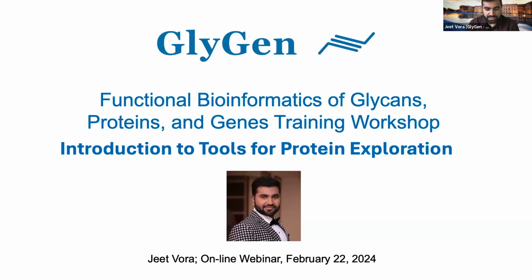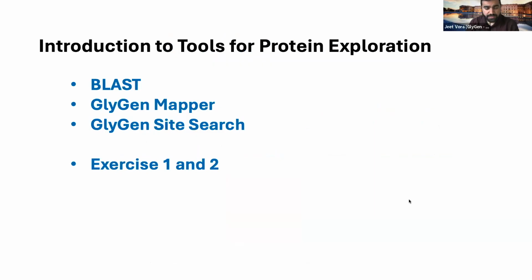in GlyGen. So in my session today, I'm going to cover BLAST, which is a very popular tool. We have implemented a version at our end. I'm also going to talk about GlyGen Mapper, which is essentially the ID mapper. And I'm going to talk about GlyGen Site Search, which is an interesting and unique feature of GlyGen. After that, we are going to do two exercises based on BLAST and GlyGen Site Search. So with this, I'm going to now talk about BLAST.